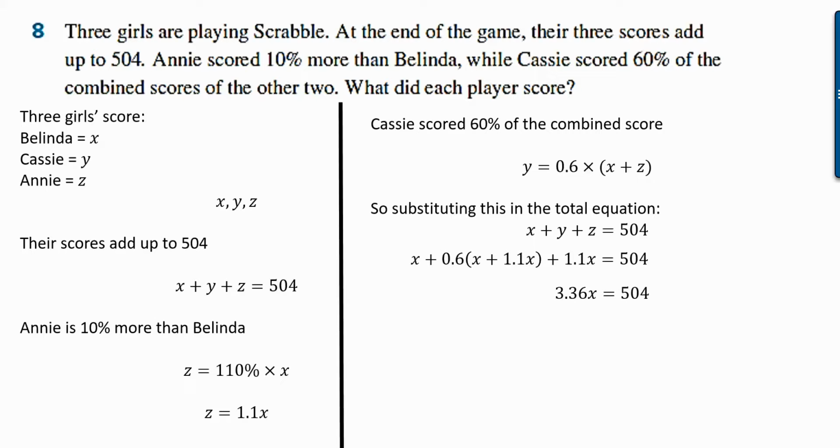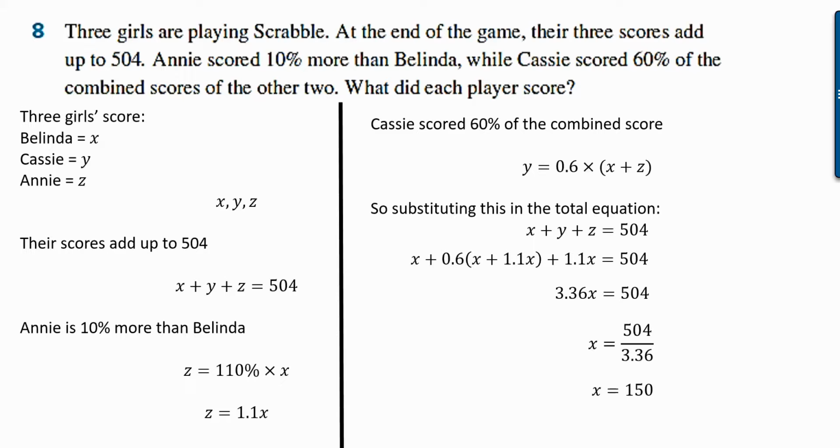You type in your calculator, 0.6 times x, and then 0.6 times 1.1. Add them all together, you get a collection of 3.36x equals 504. Divide 504 by 3.36, and voila, it gives you a nice answer of x equals 150.